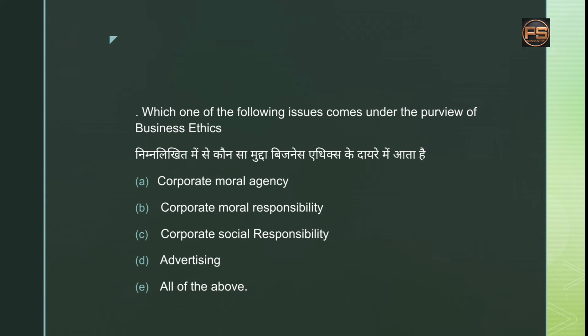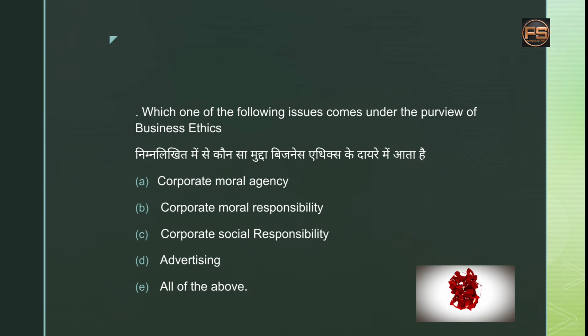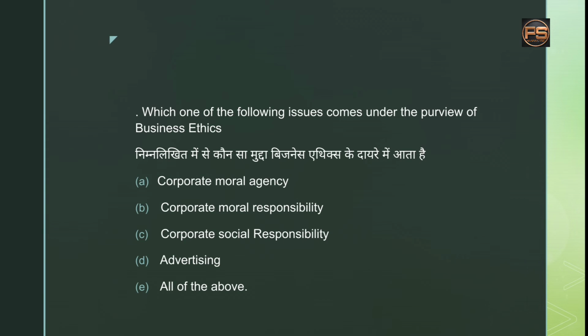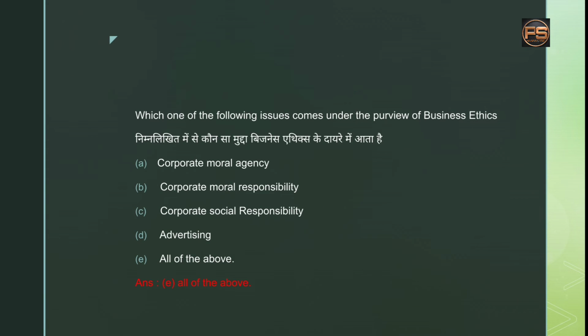Next question is, which one of the following issues comes under the purview of business ethics? And the answer is E, all of the above.